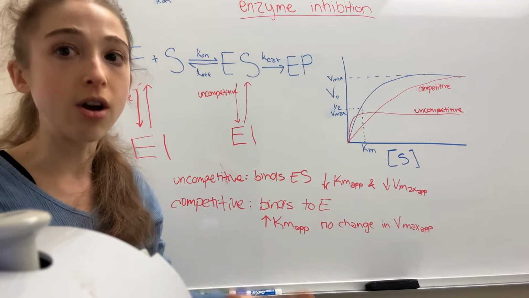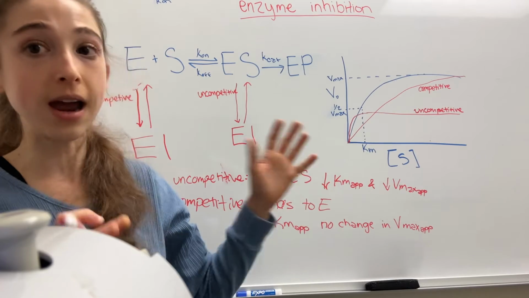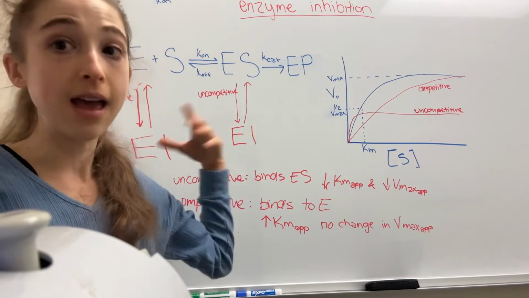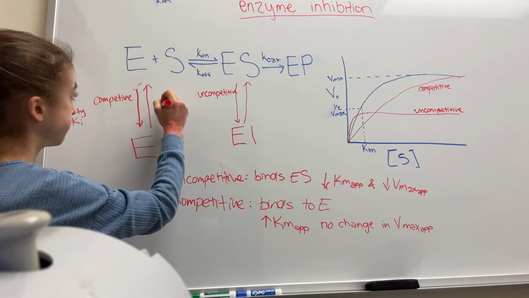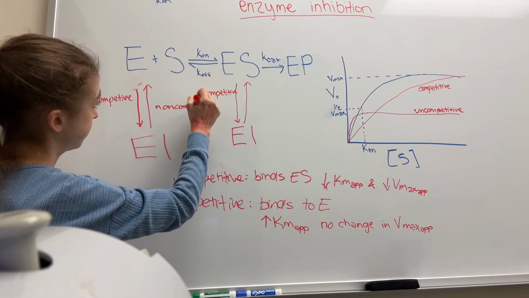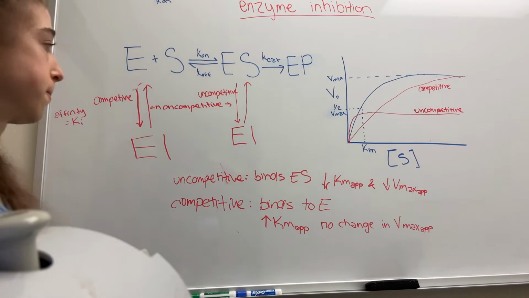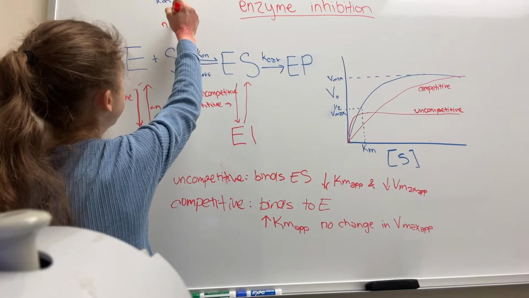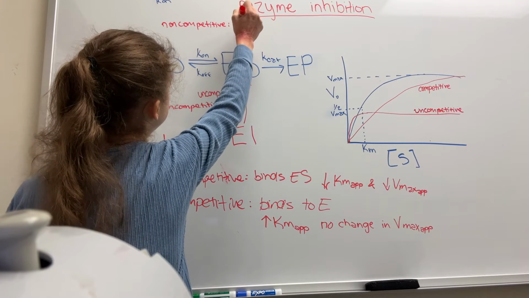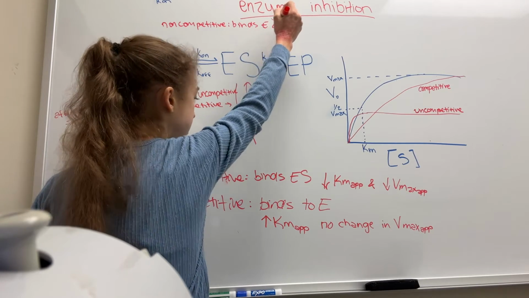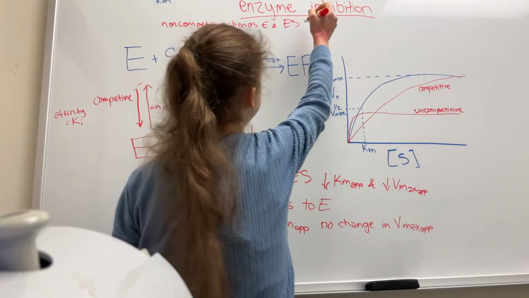In the case of a non-competitive inhibitor, this is a type of inhibitor that says, you do you, I do me, I don't care if you're bound to the substrate or not, I'm going to bind you. So a non-competitive inhibitor can bind to either of these. So we have non-competitive, binds E and ES. And it doesn't care which form it's in, so these are going to be equal affinity.